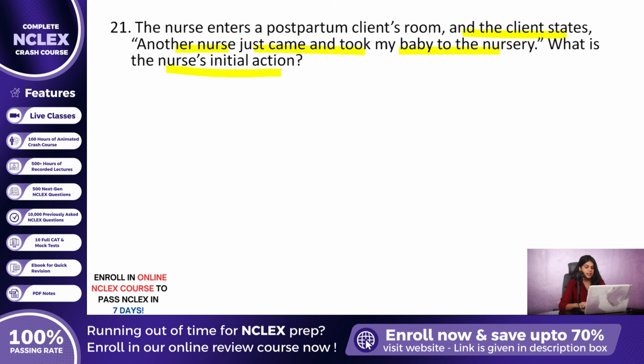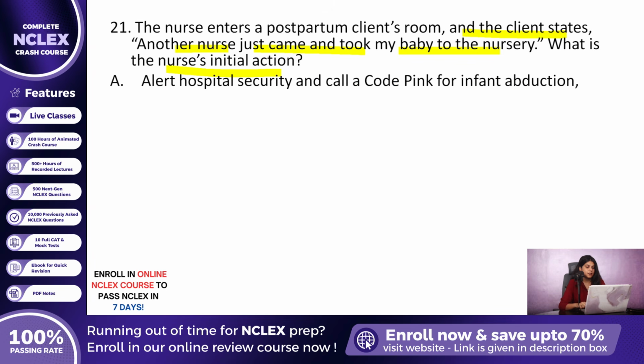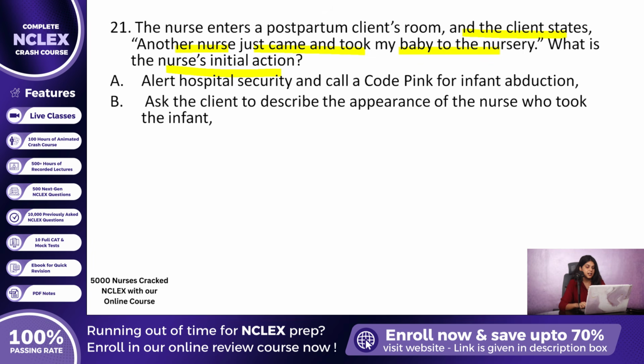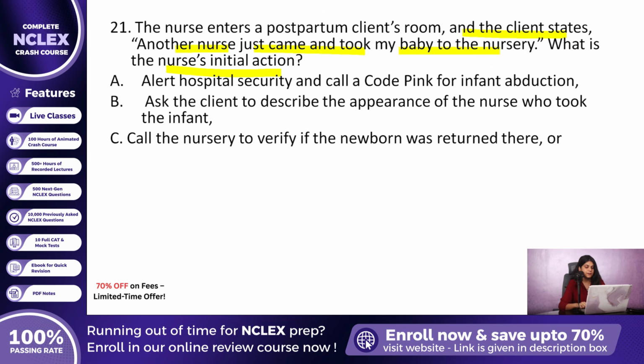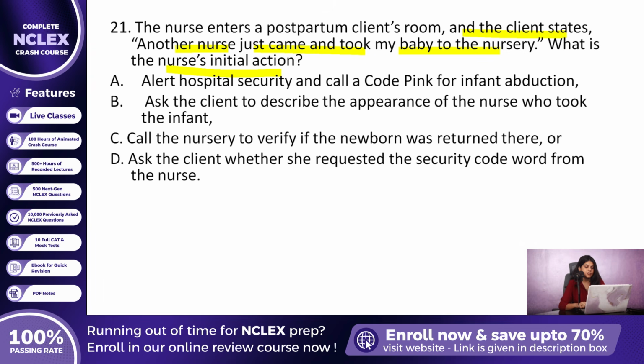The options are A. Alert hospital security and call a code pink for infant abduction, B. Ask the client to describe the appearance of the nurse who took the infant, C. Call the nursery to verify if the newborn was returned there, or D. Ask the client whether she requested the security code word from the nurse. The correct answer is option C. Call the nursery to verify if the newborn was returned there.